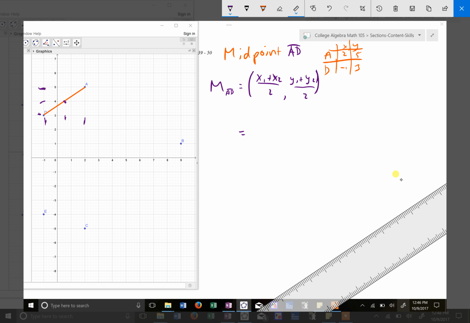So let's see. My x values were 2 plus -1. You have to be careful because of the negative. And then 5 plus 3 were my y values. And so I get 1/2, because 2 plus -1 is 1, divided by 2 is 1/2. And 5 plus 3 is 8, divided by 2. So I get 4. 1/2 and 4, because 2 goes into 8 4 times. And that's it. That's all there is to it. That's literally all there is to this.